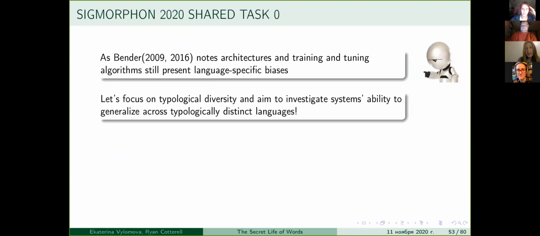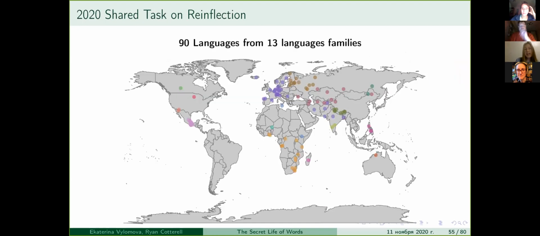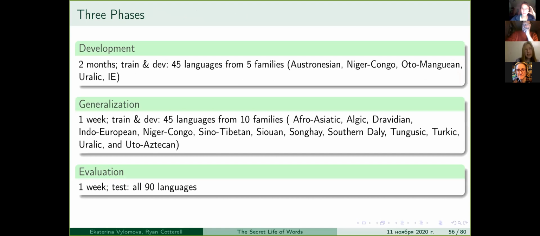So in this shared task, we tried to investigate systems' ability to generalize across typologically distinct languages. We had 19 languages from 13 language families, and we ran this shared task in 3 phases. Development was 2 months, and we provided training and development data for 45 languages from 5 families. The generalization phase was just 1 week, and we provided training and development data for 45 languages from 10 families. Finally, the evaluation phase was also 1 week, when we released all test data for 90 languages.